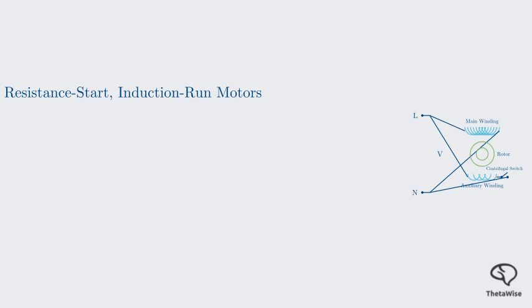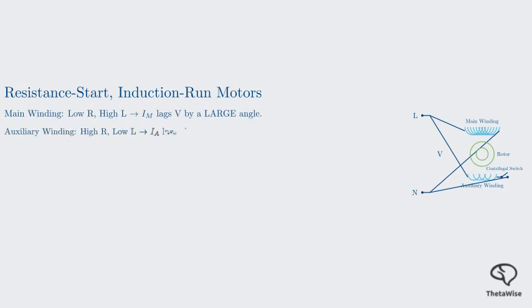The whole trick of this motor is in the design of the windings, which creates the phase shift. As the name suggests, the auxiliary winding has much higher resistance and lower inductance compared to the main winding. Remember, for a purely inductive circuit, current lags voltage by 90 degrees. For a purely resistive circuit, current is in phase with voltage. Our windings are not pure, but they are predominantly inductive for the main winding and predominantly resistive for the auxiliary.